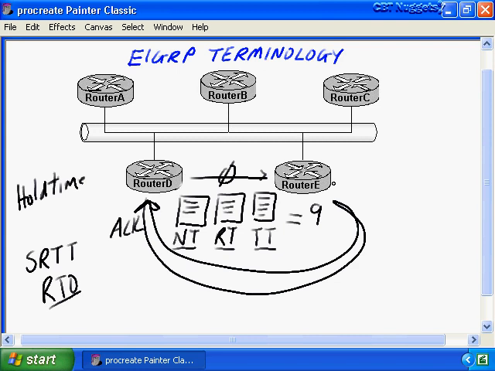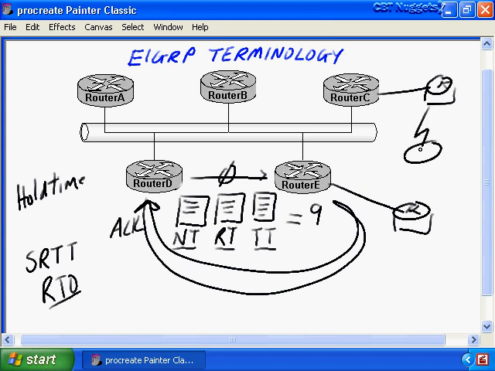Okay, bear with me for a second as I draw a couple more routers here to explain our next concepts. I need a couple of Ethernet connections coming from router C and router E, and then a WAN connection to a router, and we'll call this router X. This next term is very important, and the term is successor.